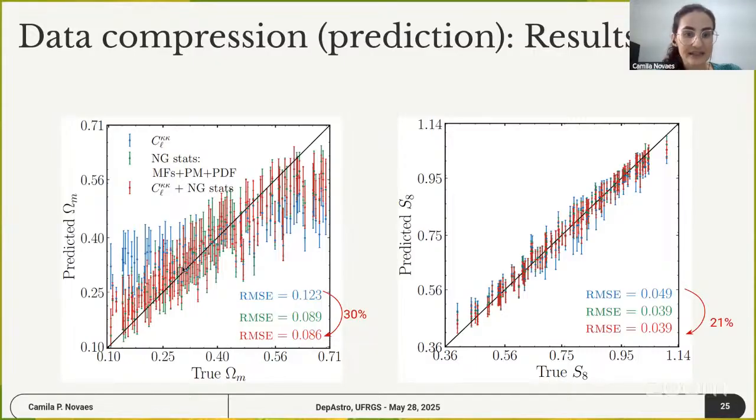So you can see clearly here, and also in the results for the other parameter, that the red points and the error bars are closer to this diagonal than the blue ones using only the angular spectrum. So basically we have an improvement of the uncertainty of the constraints on the parameters of 30% for omega m. And we have an improvement of 21% when we consider Gaussian and non-Gaussian statistics instead of using just the angular spectrum, just the Gaussian statistics in blue.